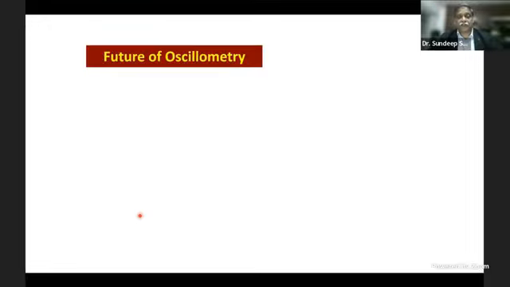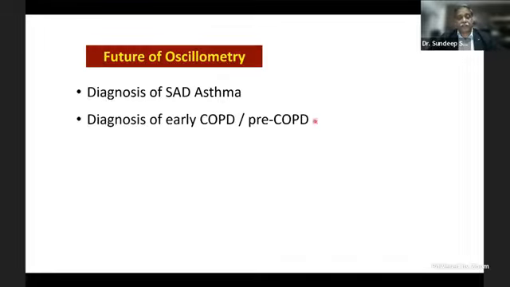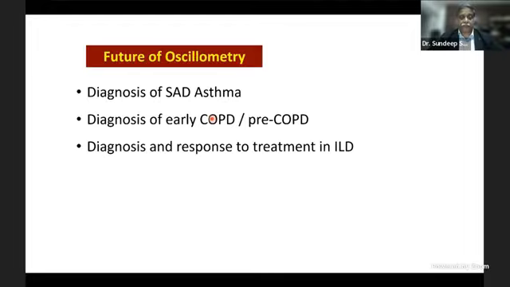What do I see as the future of oscillometry? And I think these are very exciting times. Oscillometry will be immensely beneficial in the diagnosis of SAD asthma. 50% of the asthmatics that we see in our clinics have SAD asthma, predominant small airways dysfunction. Now, diagnosing SAD asthma and treating them with ultrafine inhaled corticosteroids is going to be the future of treating these patients. But how do you diagnose SAD asthma? Oscillometry. Diagnosis of early COPD or pre-COPD, because small airways are affected. Spirometry is not very sensitive to pick up small airways obstruction. Oscillometry is. So pre-COPD cases can be picked up on oscillometry.